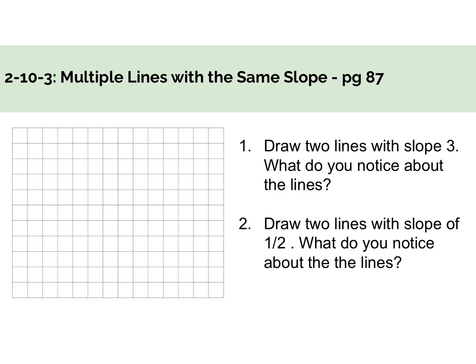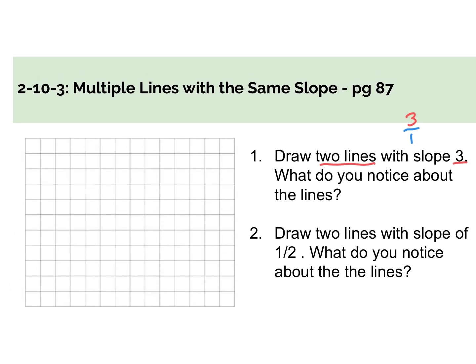Let's turn to page 87. On here, we're going to draw two lines with a slope of 3. Remember, we need our slope in fraction form. How do I put 3 in fraction form? Remember, we can put it over 1. So go ahead and draw two lines with a slope of 3 over 1. And remember, it's vertical distance over horizontal distance.